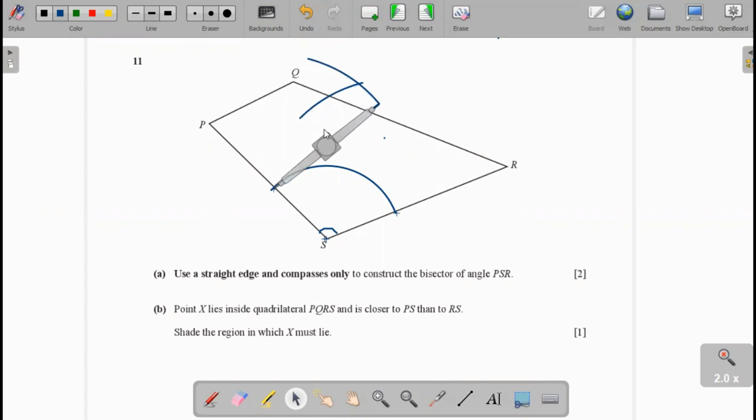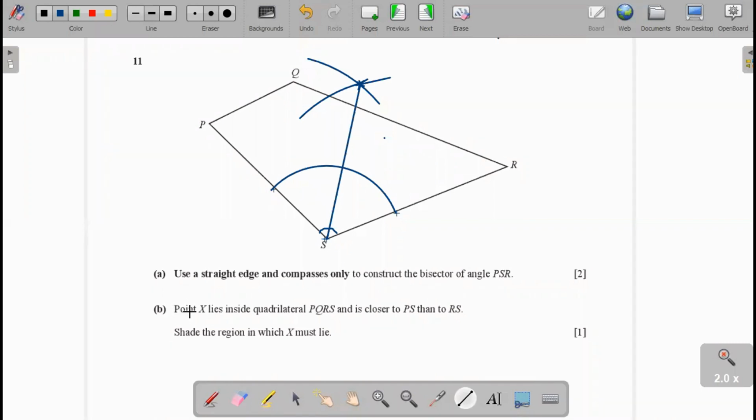Now that point, okay, and this is the point of intersection. From that point of intersection, we will draw a line to S. Now we draw this line. You will draw this line by scale. Therefore, we can get this is the angle bisector PSR.